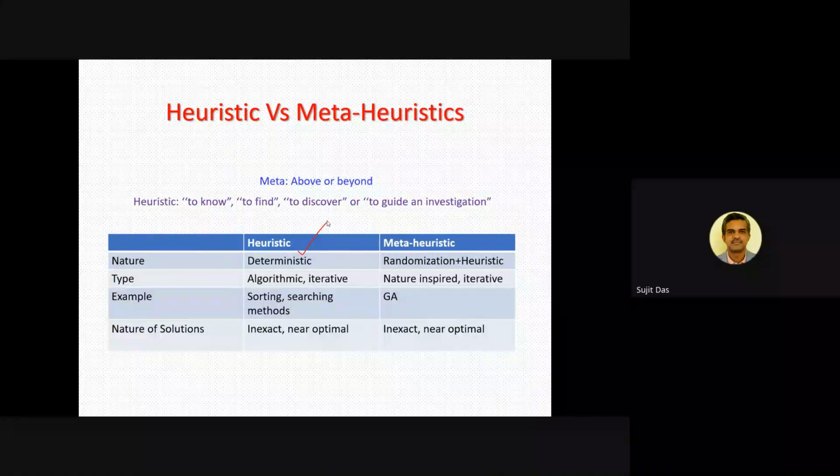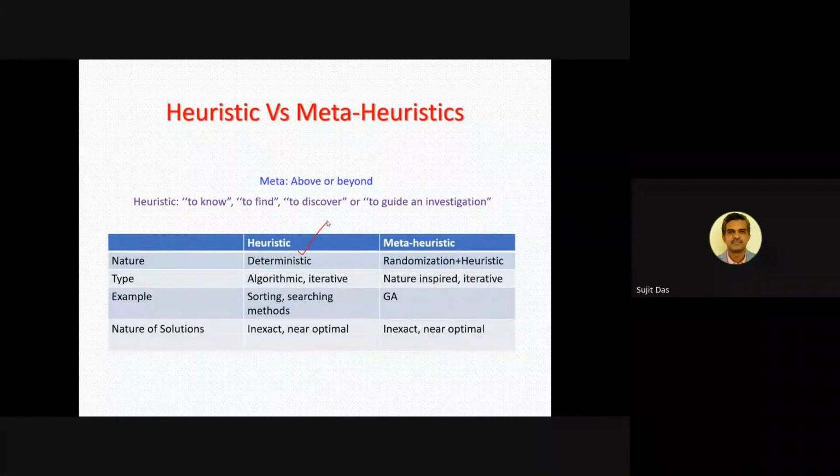But regarding meta-heuristics, the application area or applicability is much wider than heuristics. Meta-heuristics are problem independent. That means if you use a meta-heuristic approach, you need to map the problem to those approaches and go on proceeding to solve that particular problem.